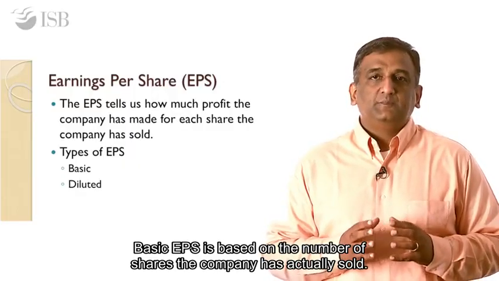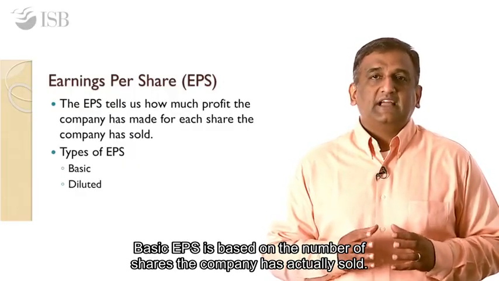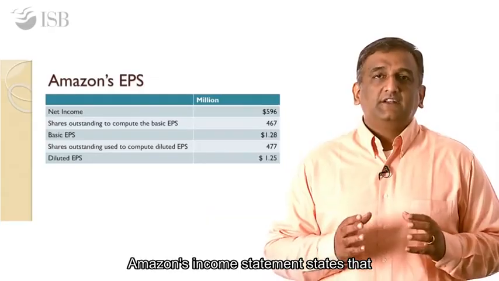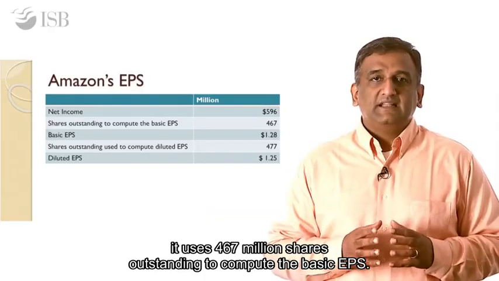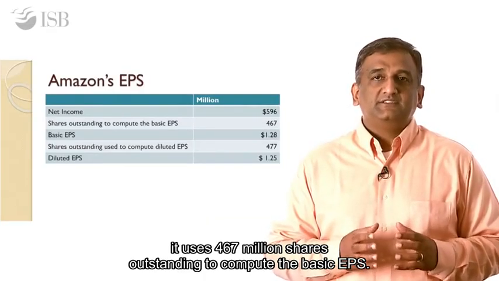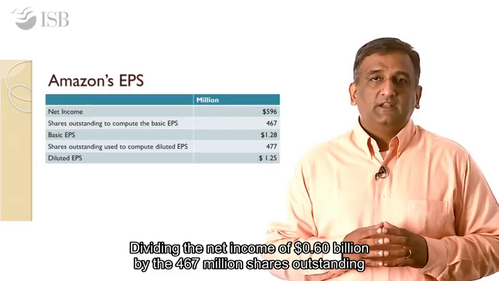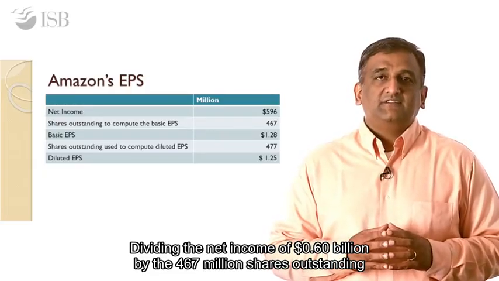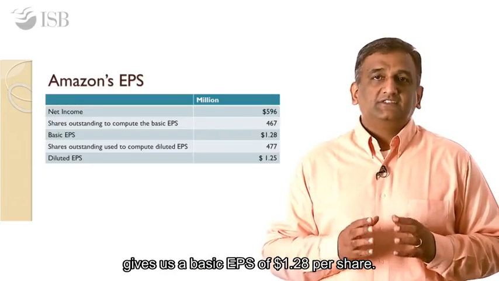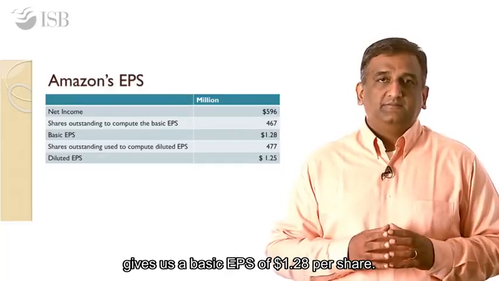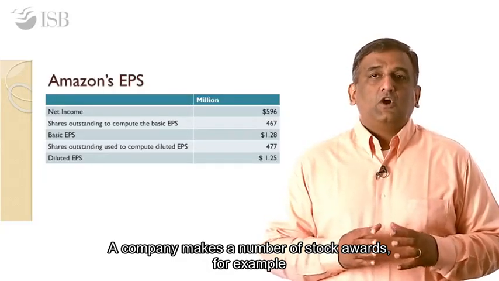Basic EPS is based on the number of shares the company has actually sold. Amazon's income statement states that it uses 467 million shares outstanding to compute the basic EPS. Dividing the net income of $0.60 billion by the 467 million shares outstanding gives us a basic EPS of $1.28 per share.